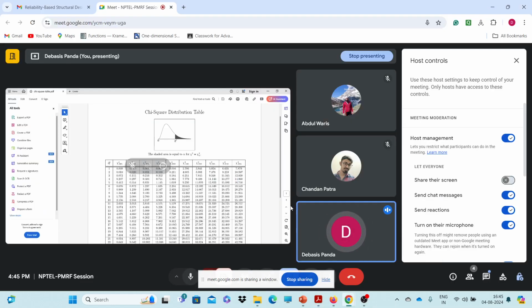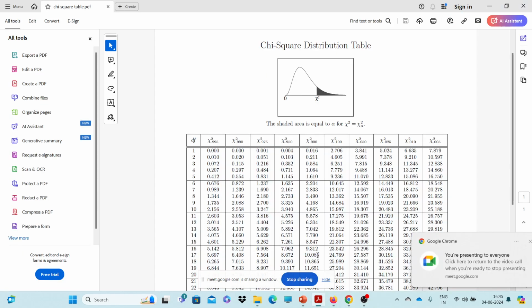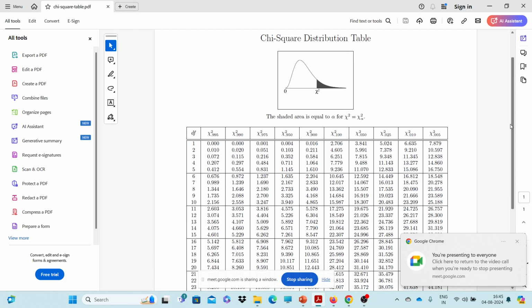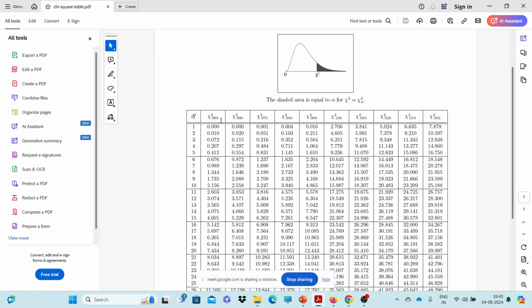Okay, so from here you can get the chi-square value corresponding to your degree of freedom. The significance levels are given here. For degree of freedom 5, we need to find the value for 5%. So 5% is here. For degree of freedom 5 and the 5% significance level, the chi-square value is 11.07. Now for 5 degrees of freedom and 1%, see where 1% is, here: 15.06. So you can directly find it from the table.